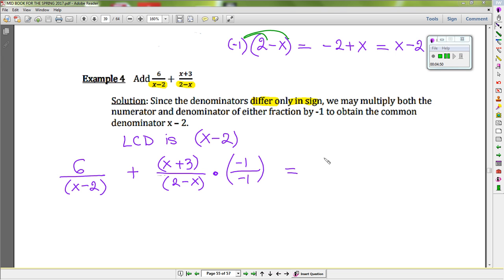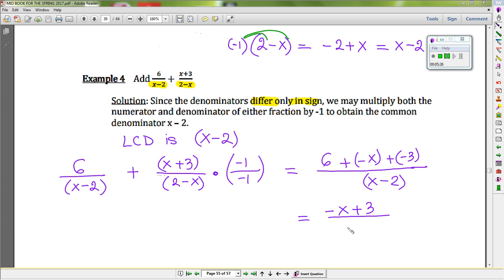So now we are going to simplify. So we have 6 plus, we are going to distribute now, so negative x minus 3, or plus negative 3 if you want to write it down, the same thing. And then your denominator in this case will be just x minus 2. So now we have 6 plus negative 3, which will be just 3. So you have negative x plus 3 for the numerator, and the denominator will be just x minus 2.